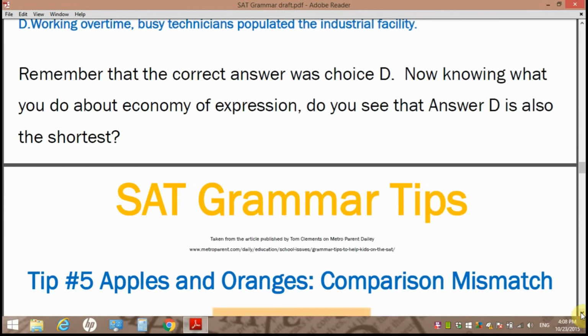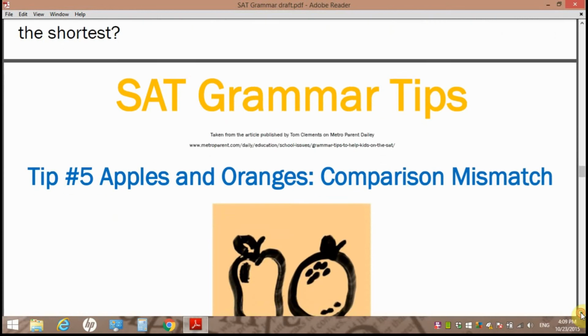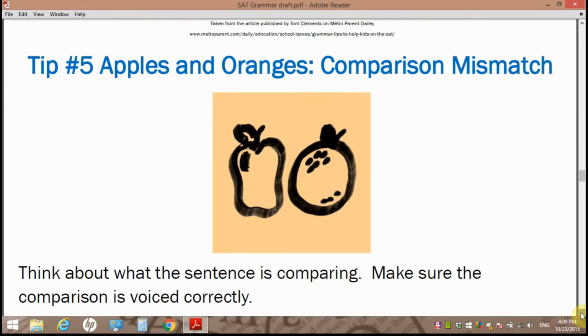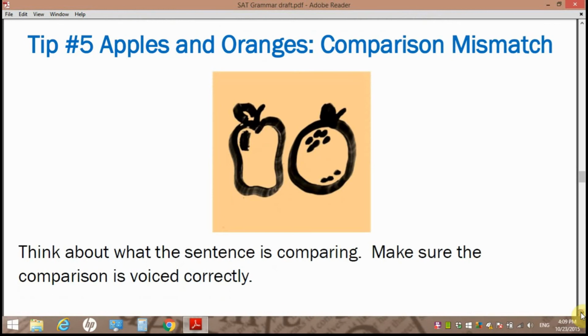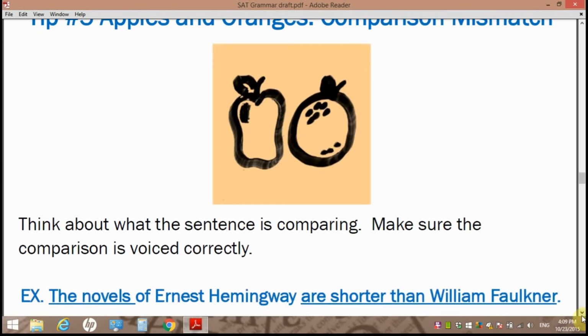Scrolling down to tip number 5, we're going to be talking about apples and oranges, comparison mismatch. Okay, so what I want you to do here is think about what the sentence is actually comparing, not what you piece together in your head. We want to make sure that the comparison is actually voiced correctly.